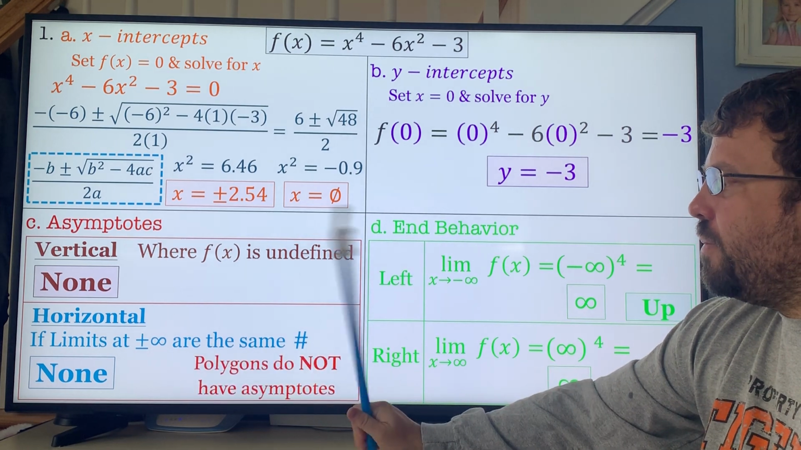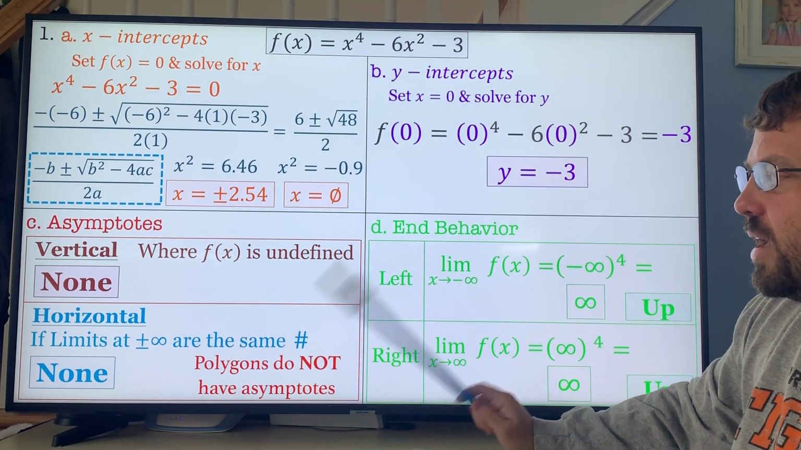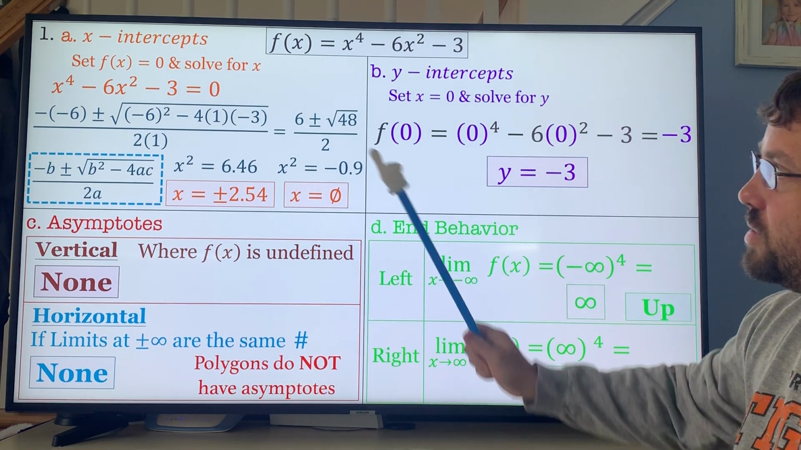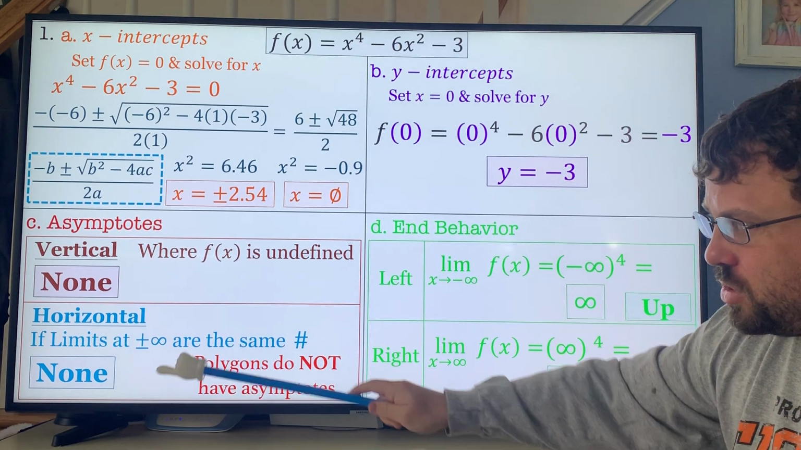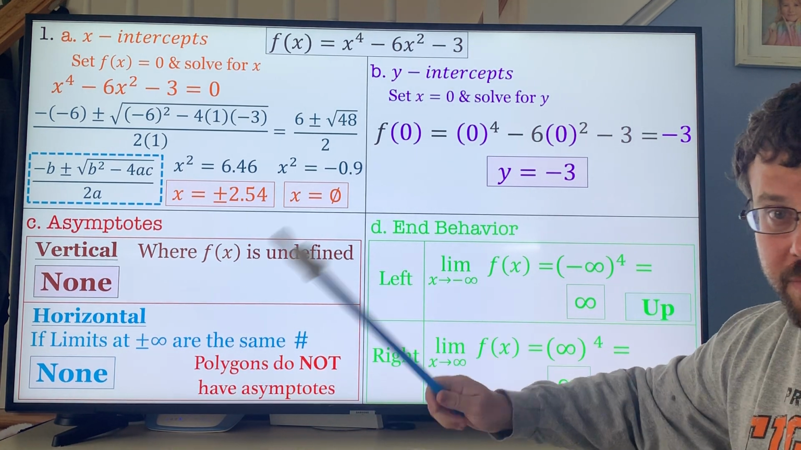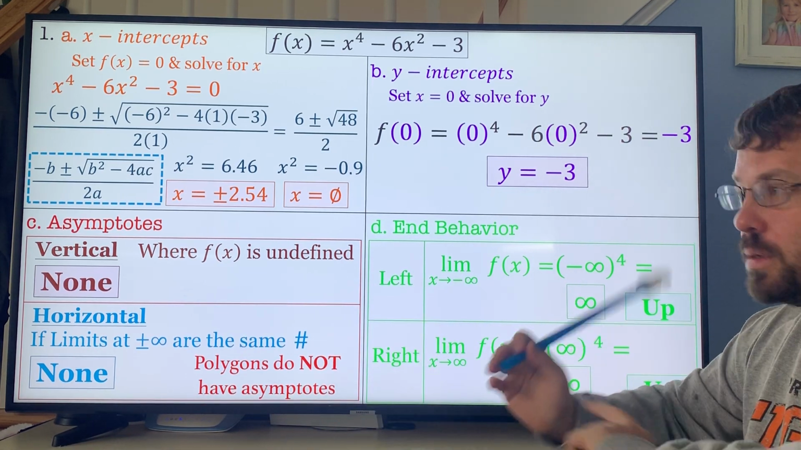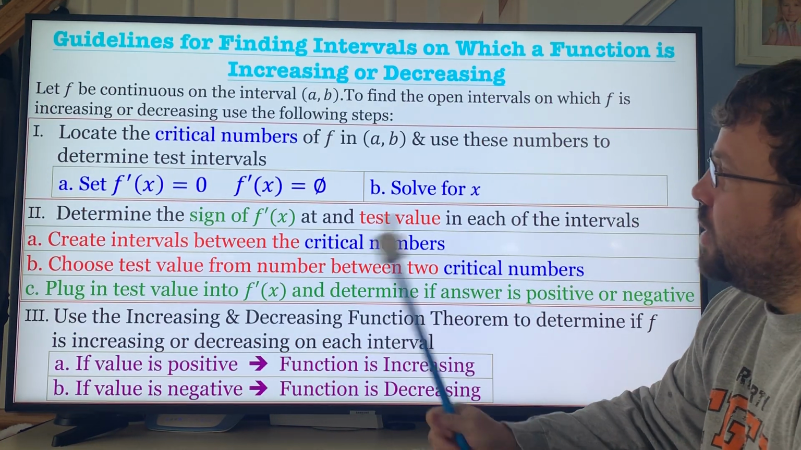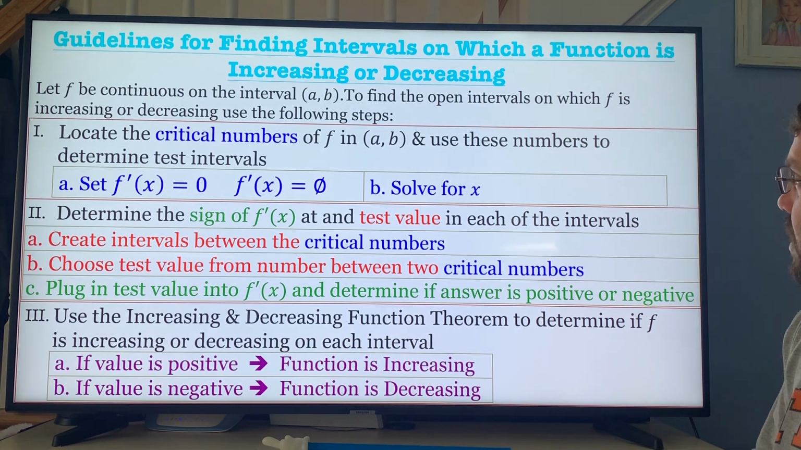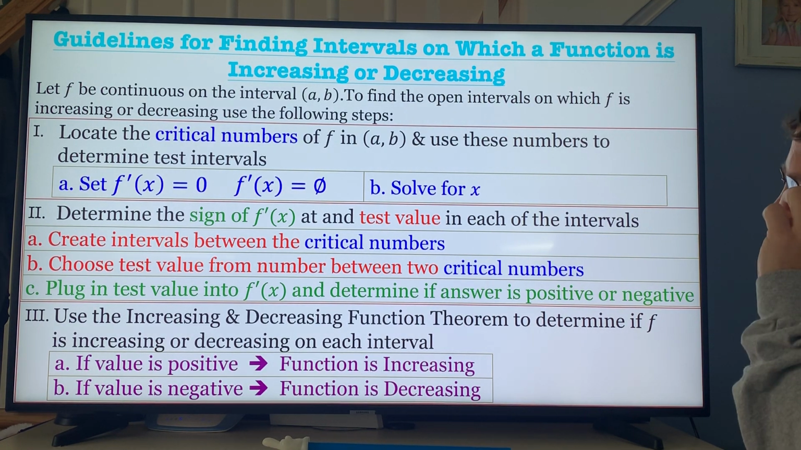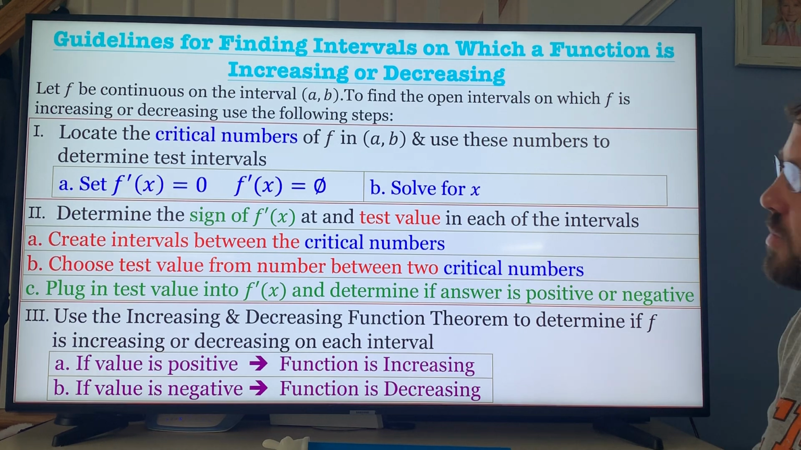Now, polynomials actually do not have any asymptotes. So when you have a polynomial, no asymptotes. So you can just automatically go none, none. Anytime you see a polynomial, no asymptotes. Got it? Perfect. Now, next step is the increasing and decreasing on a function. So this is your critical numbers, your critical points.